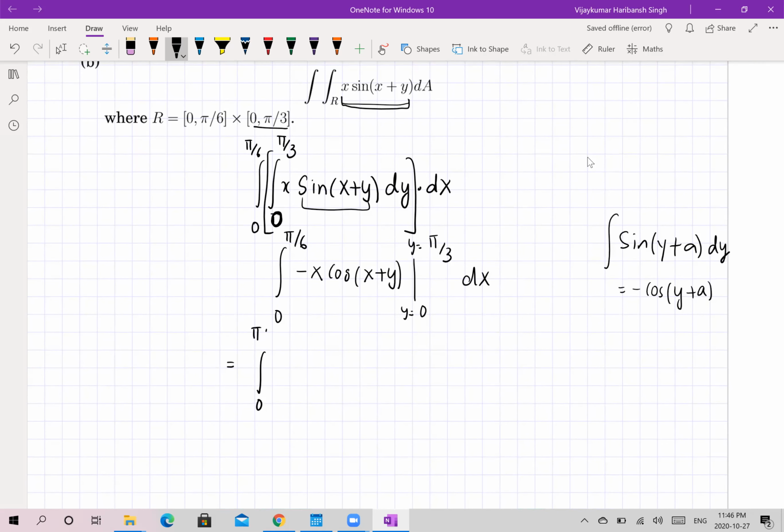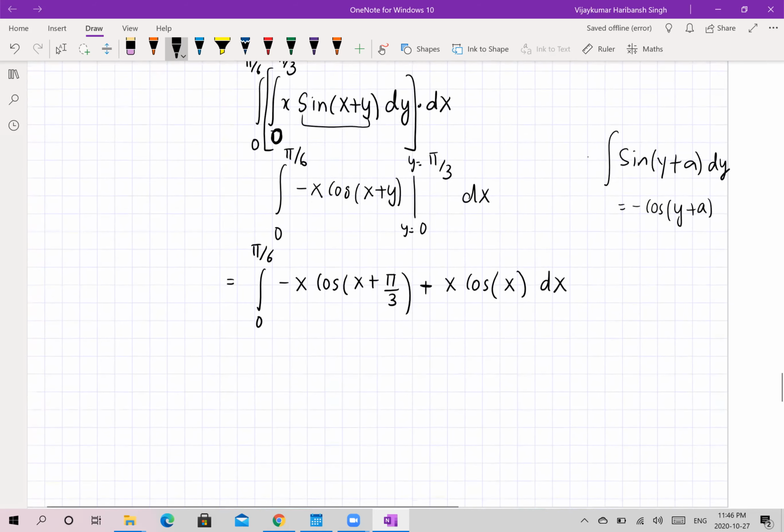Now let's see, so we get, from 0 to pi by 6, minus x cos of x plus pi by 3, minus of minus, so minus of minus makes it plus, plus x times cos of x dx. So now we want to integrate them separately. Now this is an integration of a function of one variable. So we have to use integration by parts.